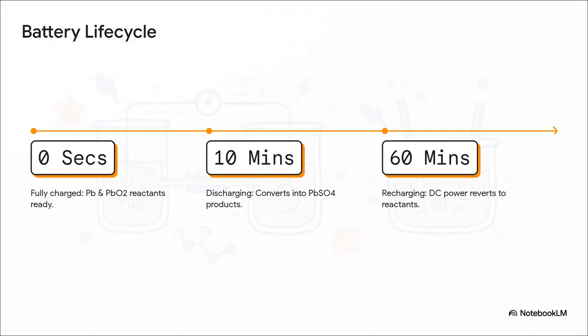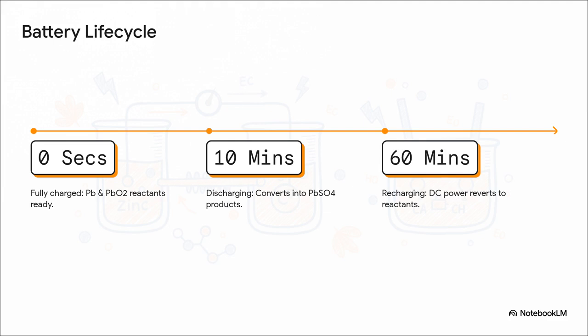But hey, throwing away dead batteries is a pain, right? Enter secondary galvanic cells. These are the rechargeable ones. Take a standard lead-acid car battery. When it's fully charged, you have pristine reactants, lead and lead oxide. You turn the key, it discharges, giving you spontaneous power, and both of those turn into lead sulfate.